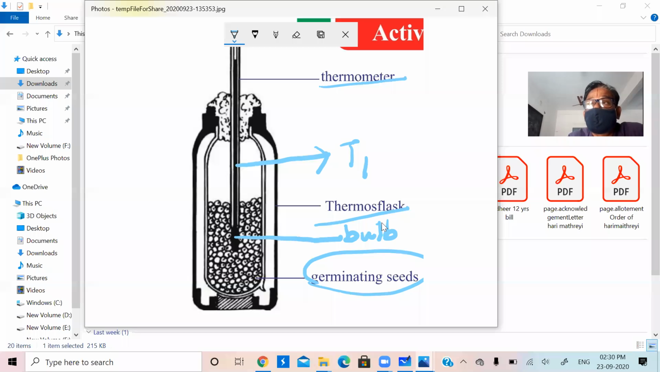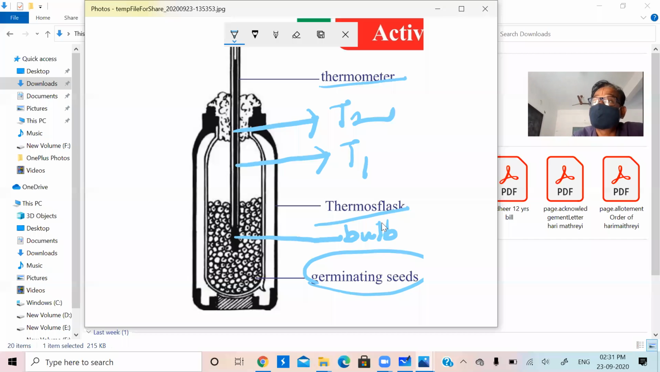Then you keep it aside for 1 hour or 2 hours. Then observe the temperature in the thermometer. It is raised to T2. Why? Because we kept the thermometer inside and the flask is closed tightly with a cork or cotton, so the heat should not escape out. After 2 hours, what have you observed? The temperature increased. Why did the temperature increase?